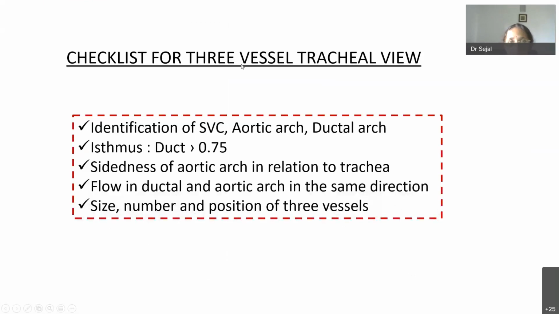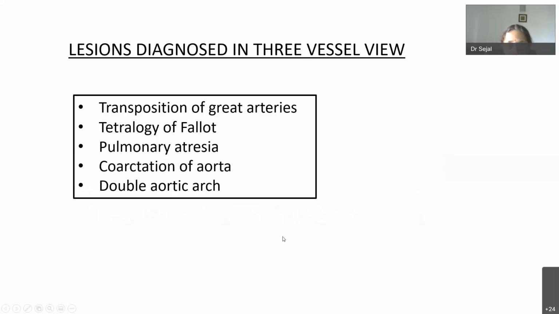Okay, so the checklist in the three vessel view: I see all the three vessels, SVC, aorta, and the PA, the isthmus and the duct. When I open up the aortic arch and the ductal arch, the ratio should be more than 0.7. The aortic arch sidedness related to the trachea, make sure that it's a left aortic arch. The flow in the arches should be in the same direction, and the size, number, and position of the three vessels should be as we went through. So the end of three vessel and three vessel tracheal view, this is the information I will get.